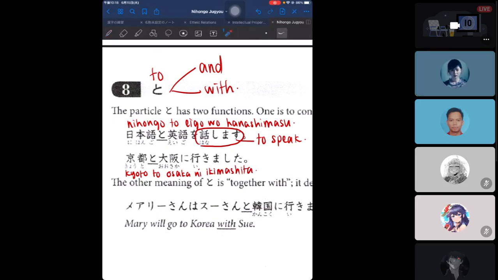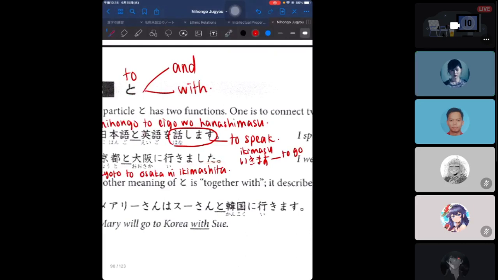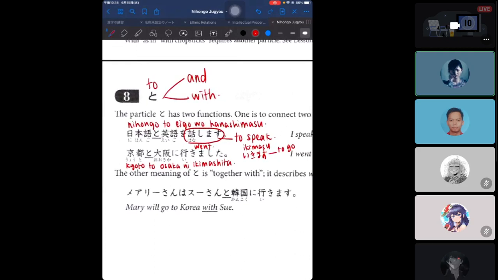Okay. So Kyoto is a noun and Osaka is also a noun. And ikimashita comes from ikimasu, which means to go. Ikimashita is the past tense since it uses mashita, so it means "went". So this sentence is saying, I went to Kyoto and Osaka. So the と represents the word "and".